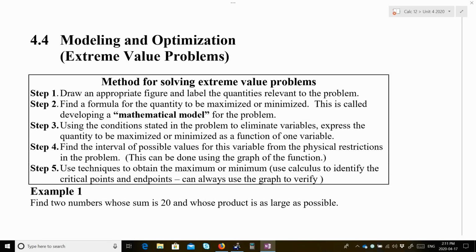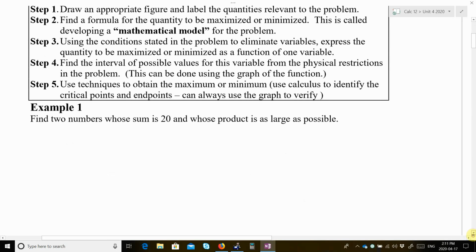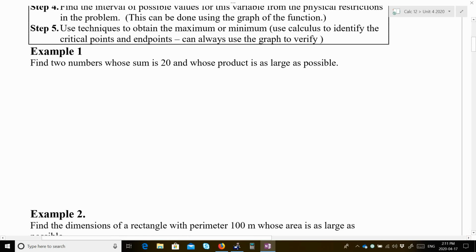So what does this look like? Let's start with example 1. It says find two numbers whose sum is 20 and whose product is as large as possible. Okay, so we want to maximize the product of these two numbers. So we'll start off with a let statement, and we will say let the two numbers be x and y.